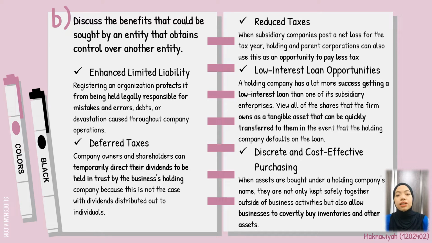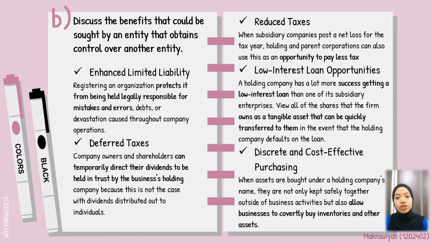Thirdly, reduce taxes. When one or more of their subsidiary companies post a net loss for the tax year, holding and parent corporations can also use this as an opportunity to pay less tax. It is possible to offset this loss amount against the other company's net profit, which will lower the amount of taxes due.